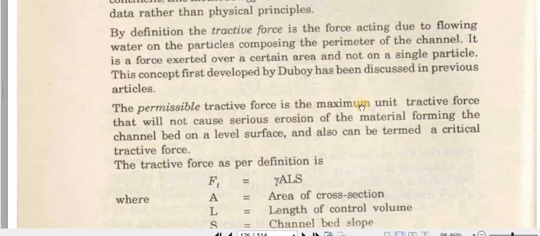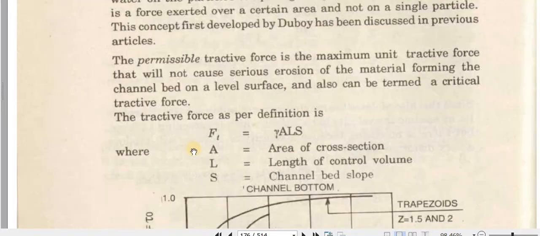The permissible tractive force is the maximum unit tractive force that will not cause serious erosion of the material forming the channel bed and the banks. And this is the critical tractive force. If the flowing water has more tractive force as compared to the critical tractive force, then erosion of the bed and the banks will start.